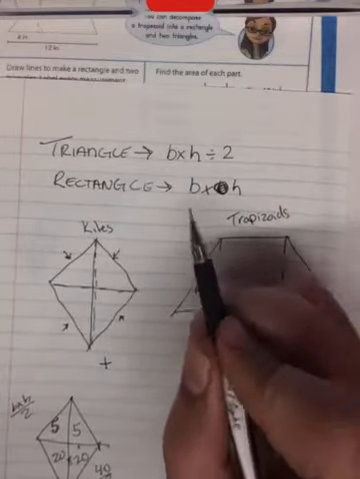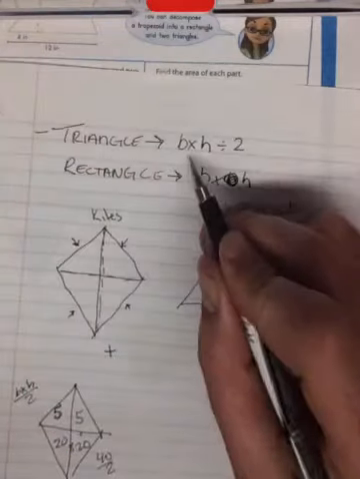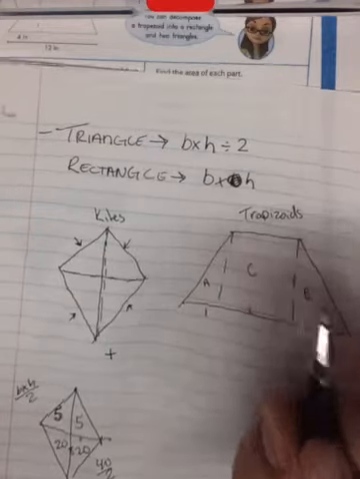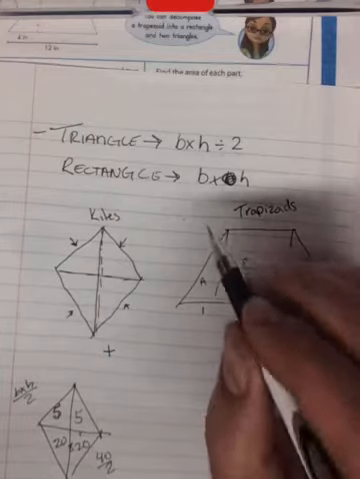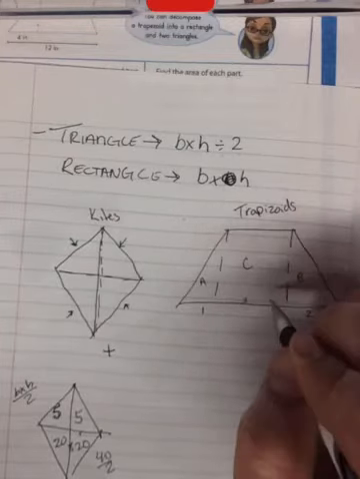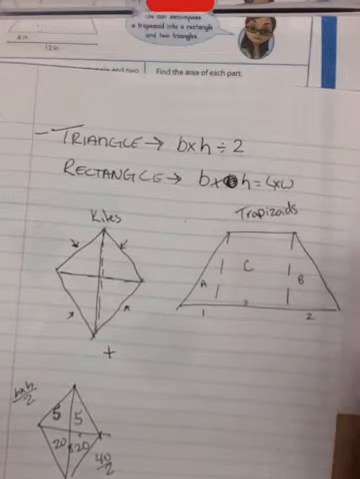Remember area formulas. Okay, triangle is base times height divided by 2. Rectangle is base times height to get your area for rectangle, or length times width. Okay, that's the same thing. Base times height and length times width are equal.